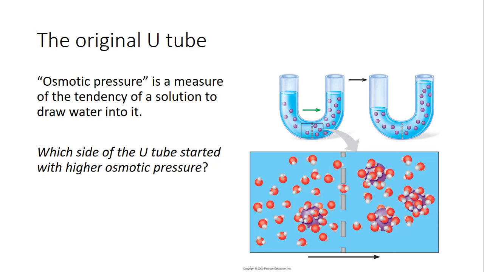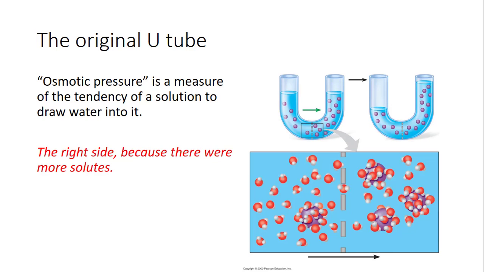Okay, related to osmosis is this topic of osmotic pressure. This is the measure of the tendency of a solution to draw water into it. So which side of this U-tube started with higher osmotic pressure? Okay, you guessed it, the right side, because there were more solutes, so they had more of a tendency to draw water towards them.